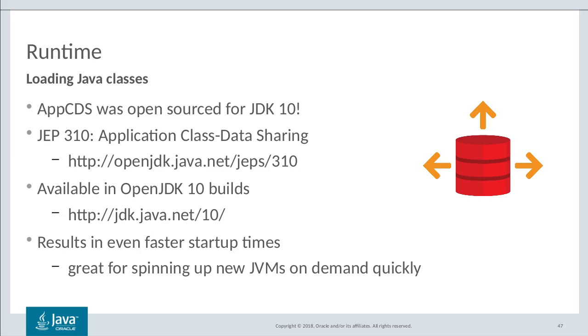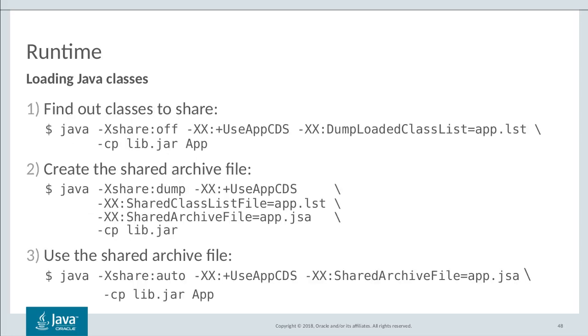Using AppCDS results in even faster startup time compared to only using CDS, because there are now many more classes that can be stored in this shared archive file and quickly loaded. And this is great if you're spinning up new JVMs on demand quickly. So how do you use AppCDS?